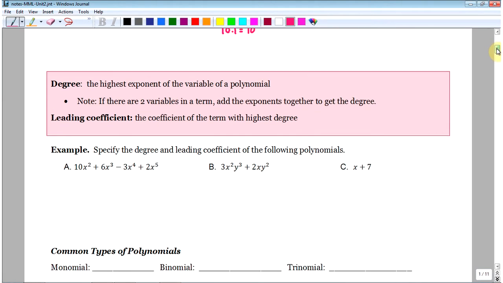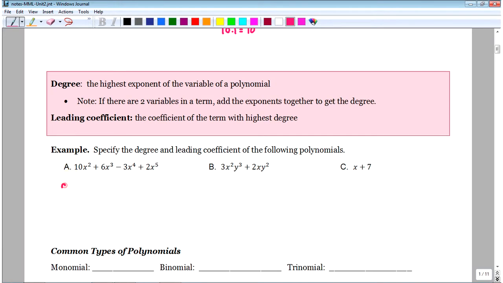A couple of other terms that you should be familiar with. One is degree. The degree is the highest exponent of the variable of a polynomial. And if there are two variables in a term, add the exponents together to get the degree. And the leading coefficient is the coefficient of the term with highest degree. Now, specify the degree and leading coefficient of the following polynomials.